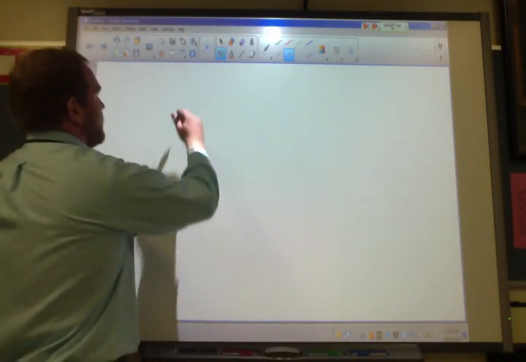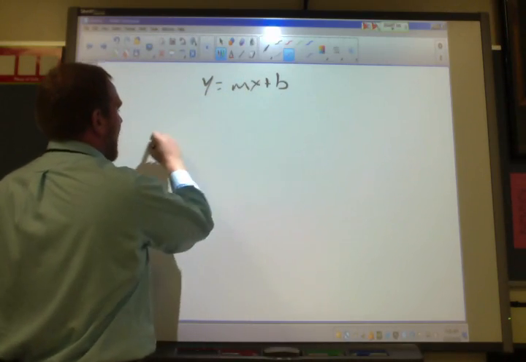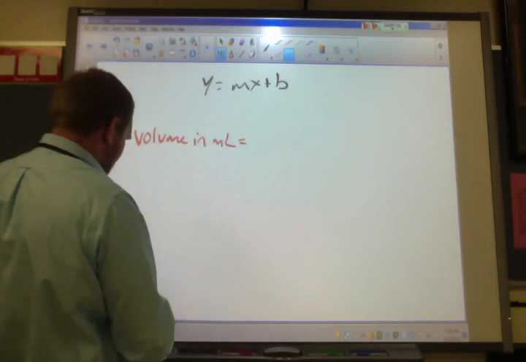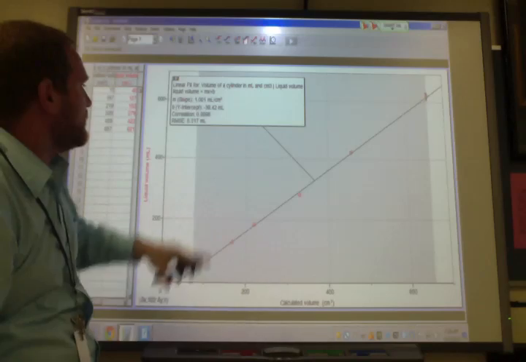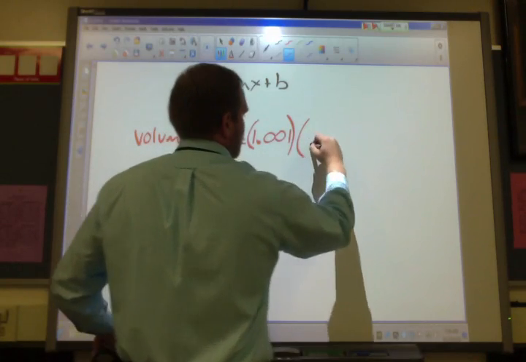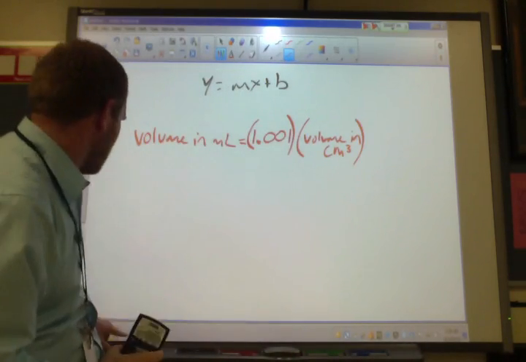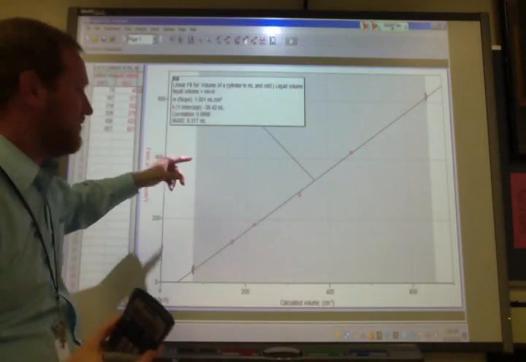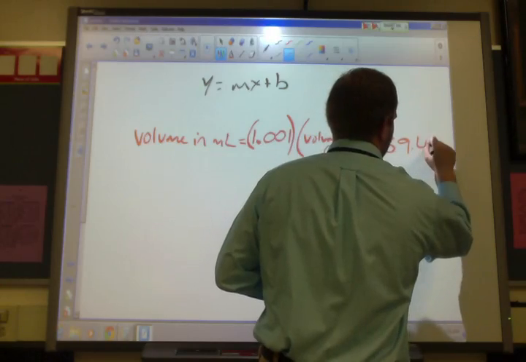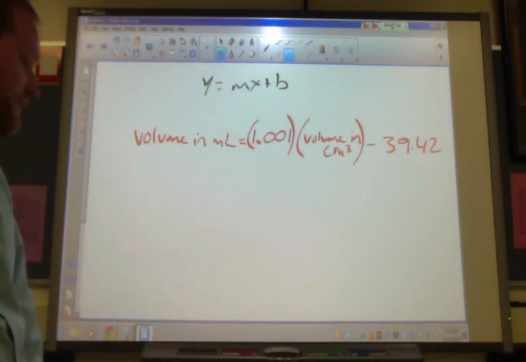So for that case, we'll start with y equals mx plus b. For y, it's volume in milliliters equals, my m on this graph is my slope, 1.001, times volume in centimeters cubed, that's my x, and now I have to include my y-intercept because it failed the 5% rule, minus 39.42. And this is my equation for that second one. So in the first one you didn't include b, in this one you do.